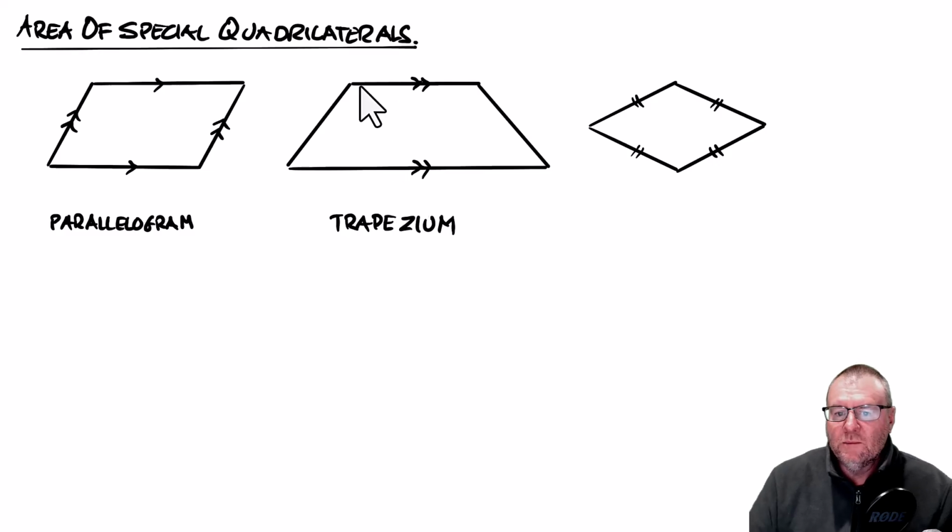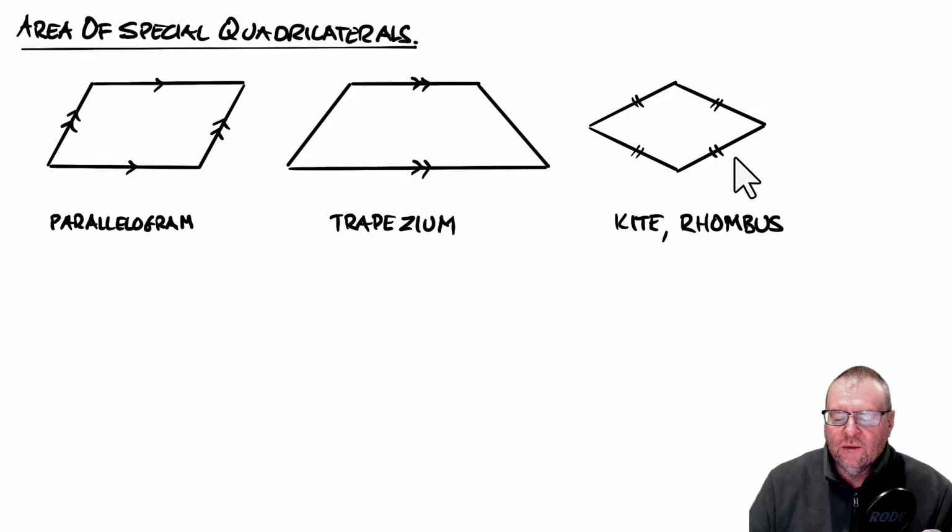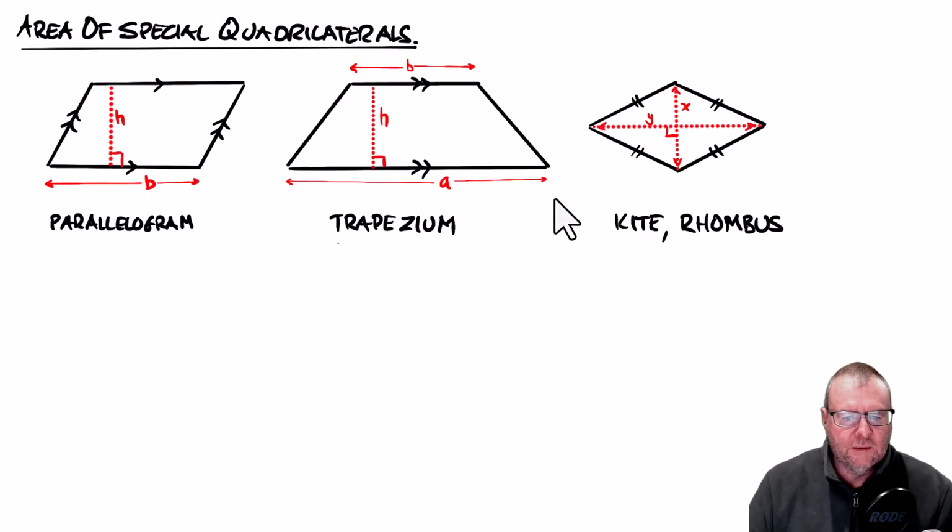A trapezium only has the 1 pair of parallel lines. The top and the bottom here are parallel, the sides are not. And this one has 4 sides, all are of the same length. In this case, it's a rhombus, but it could also be a kite if, I'd say this was longer. Like if these 2 sides were longer, then it would be a kite. But either way, the formula is going to be the same for us. And here are our dimensions, I guess, that we're going to use for our formulas. All right, let's look at the parallelogram first.